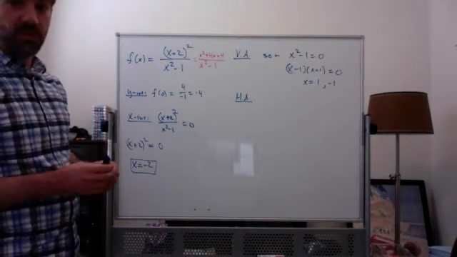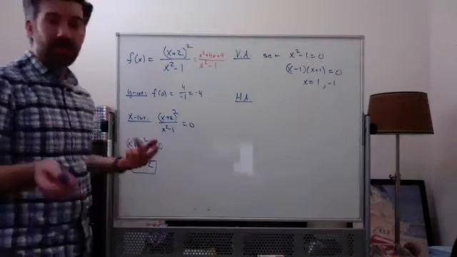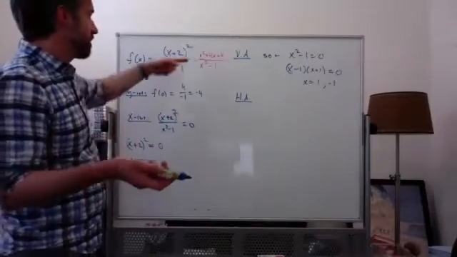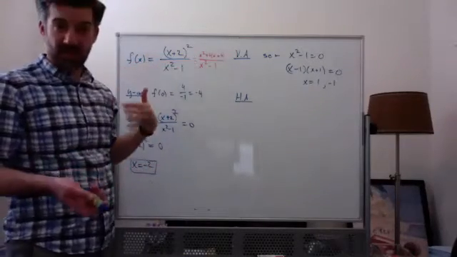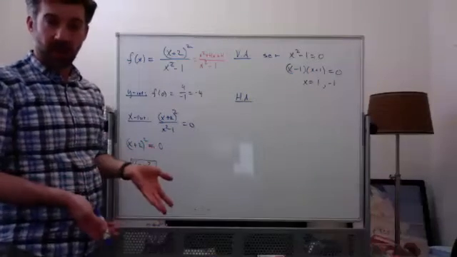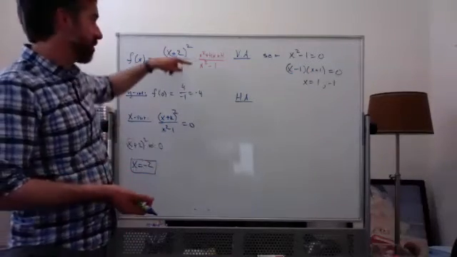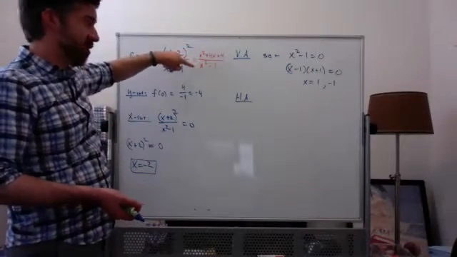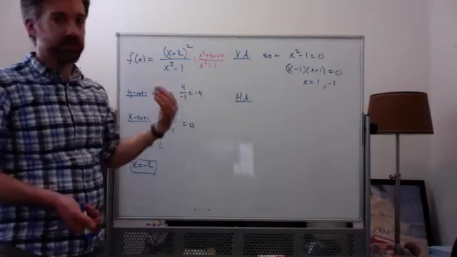It's pretty important. 1? Yeah, it's definitely 1. The reason it's 1 in this case is because the degree on top and the degree on the bottom are both the same, right? They're both degree 2. When the degrees are the same, it's the quotient or fraction of the leading coefficients. The leading coefficient on top is 1. The leading coefficient on the bottom is 1, so it's 1 over 1, which is 1.